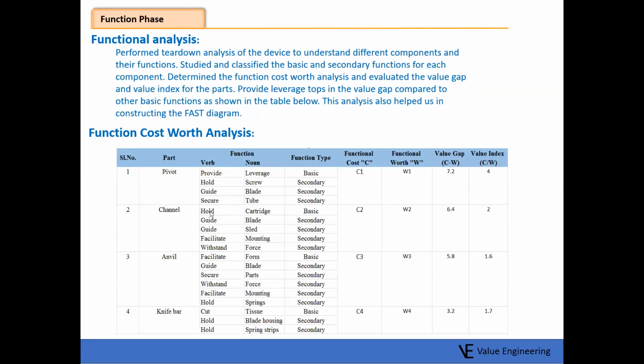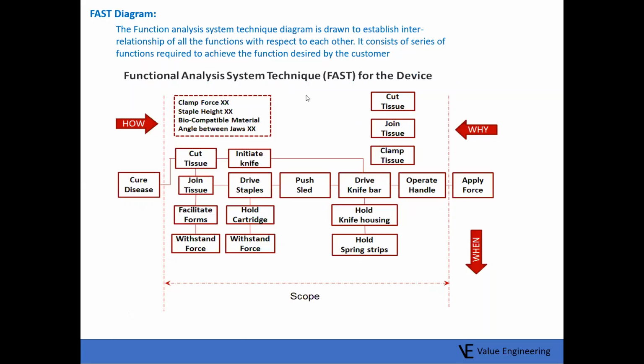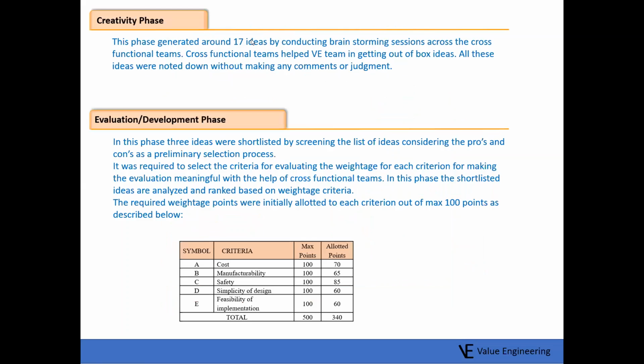This is the functional analysis system technique, FAST diagram, for the full instrument. Arjun is going to explain the complete FAST diagram in his session. This is the diagram we made for this particular instrument. And in the creative phase, Raja, we have generated around 70.